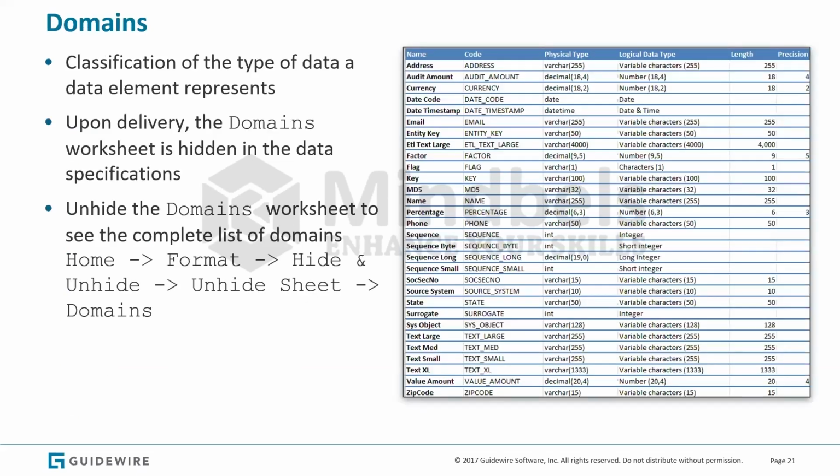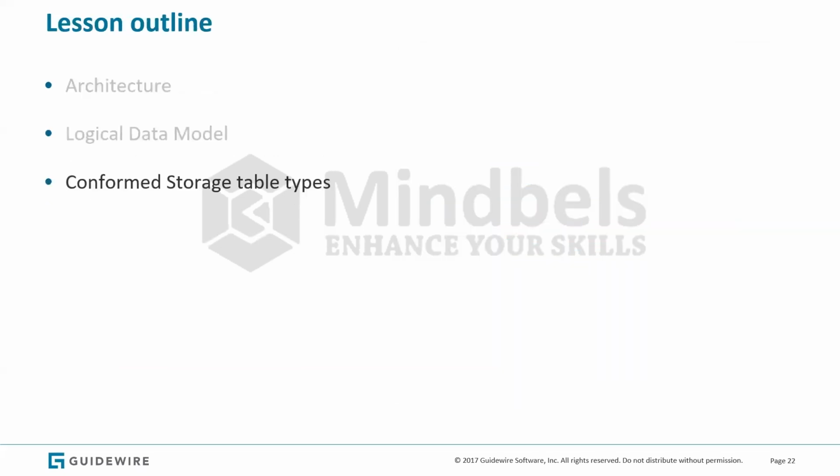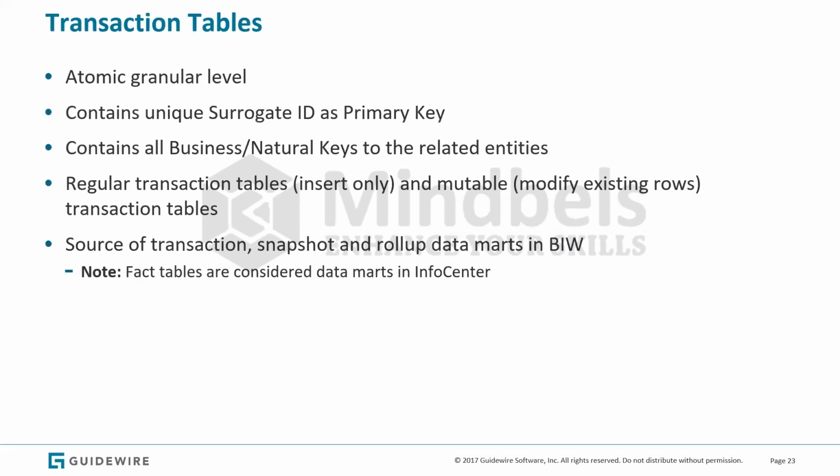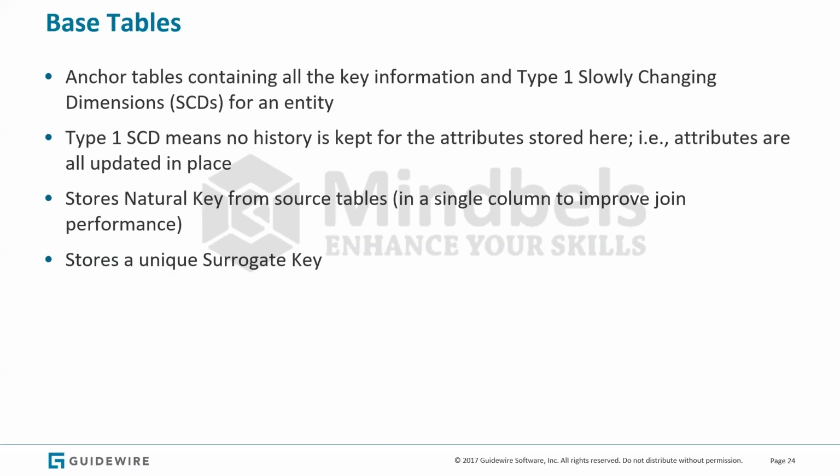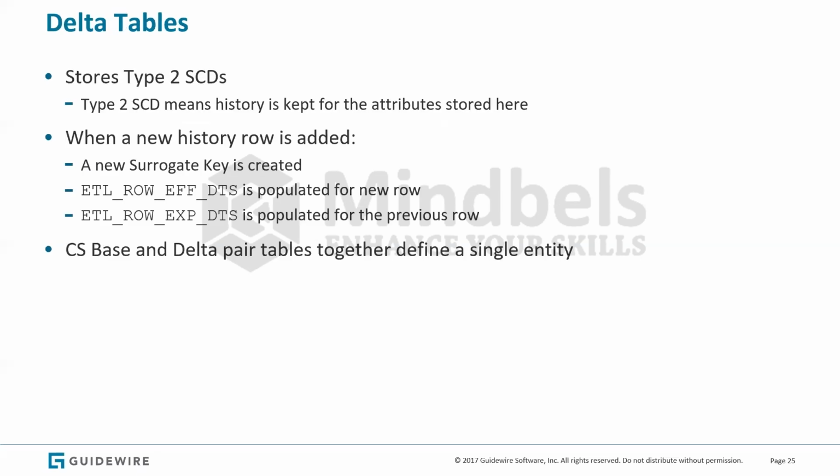So these are all the classes. Now we have storage tables of type transaction that we discussed. These are premium transaction tables; it is just a brief, we already discussed it. Base tables are SCD type 1, and there are data tables with new surrogate keys. What does that mean? The columns are ETL row EFF underscore DTS.